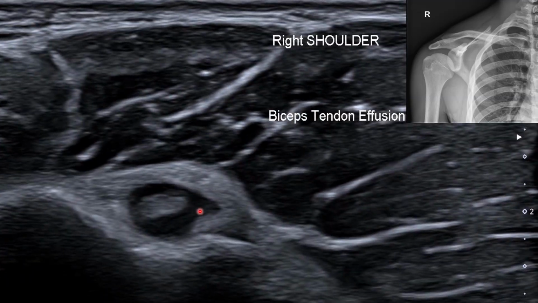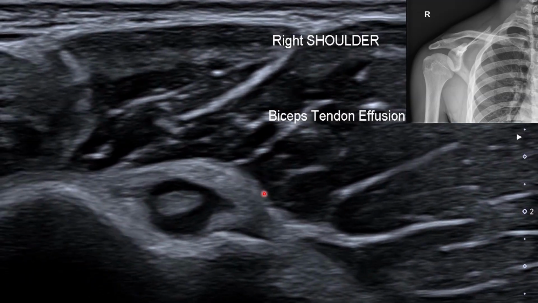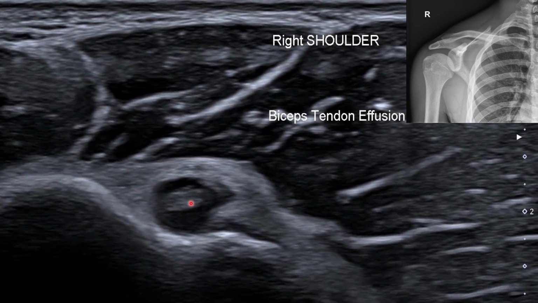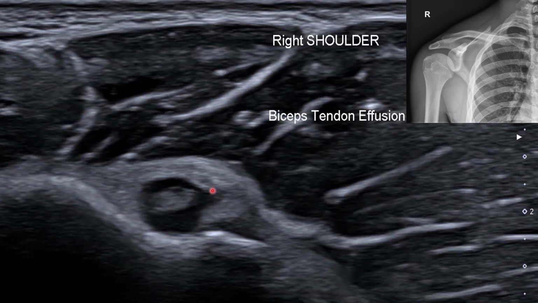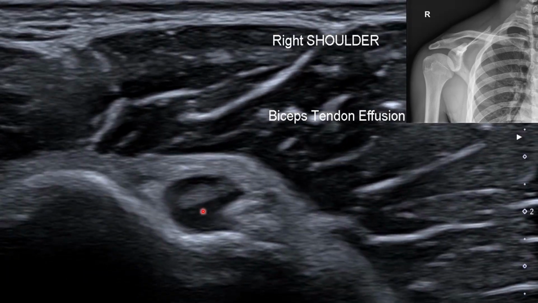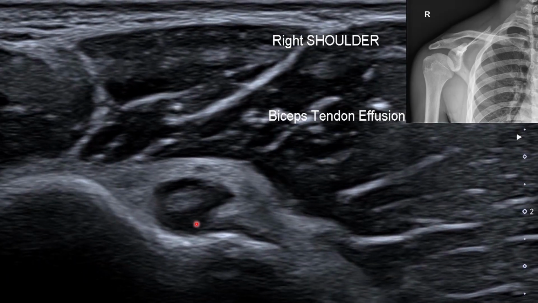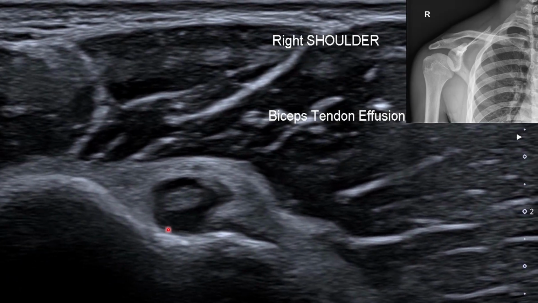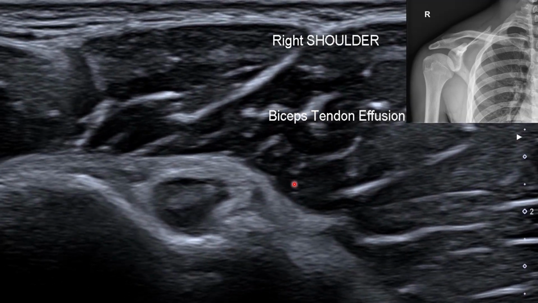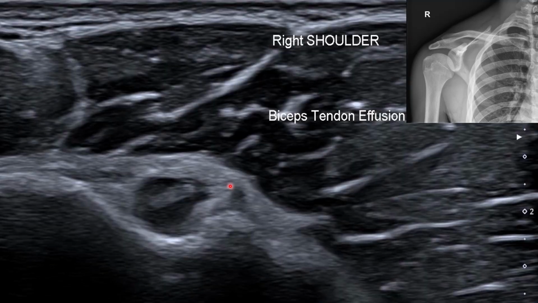So this is the transverse section. You can appreciate that there is an effusion there, an effusion there, an effusion there. This is the humeral head. You can see the groove there.